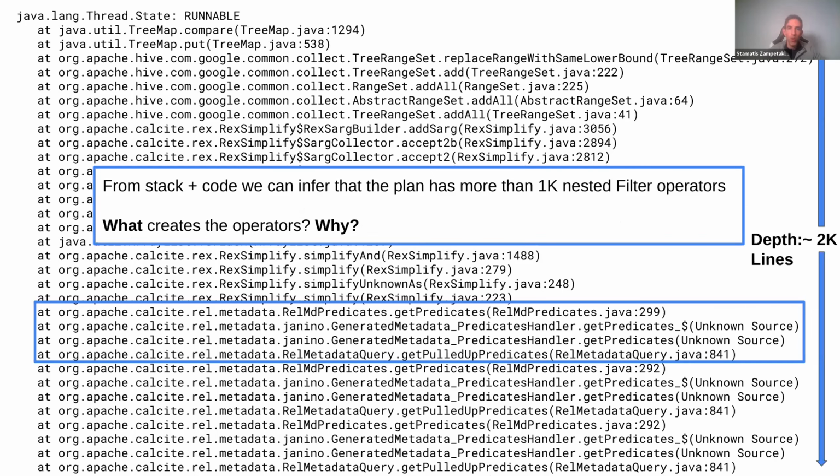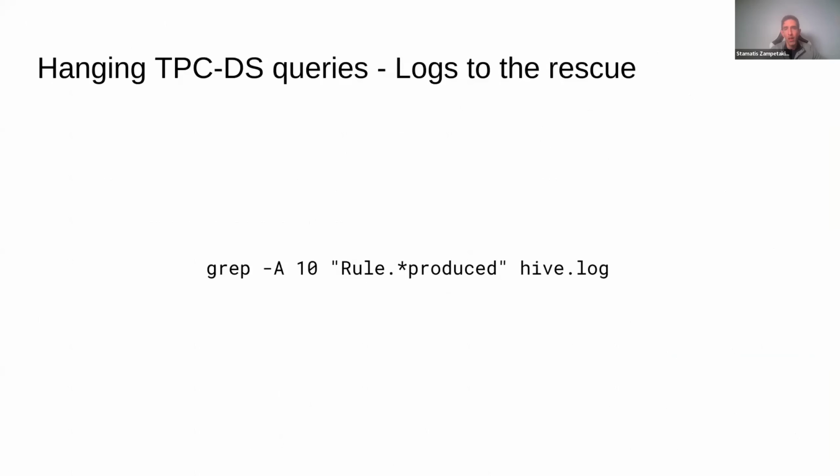Now, yeah, who creates the operators and why? Why does it happen? We still don't have the root cause. So that's why I'm saying that logs are important, and in particular, the RuleEventLogger logs are very important. Obviously, there are other logs that are also important, but for CBO problems, for Calcite problems, these are quite useful.